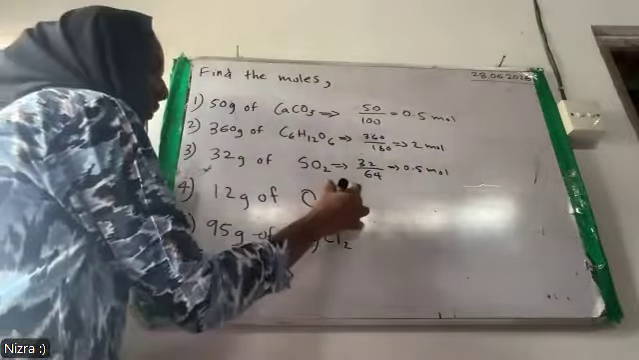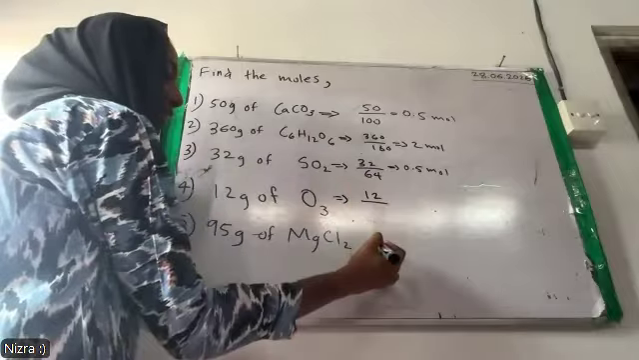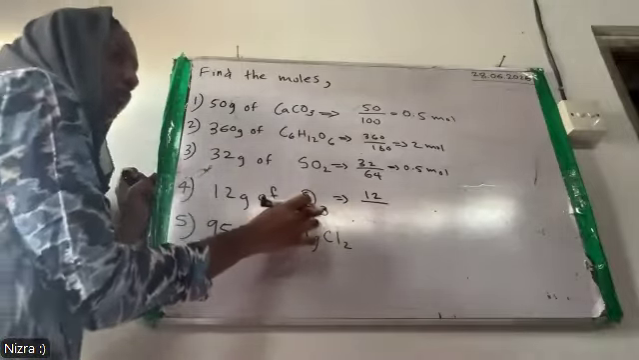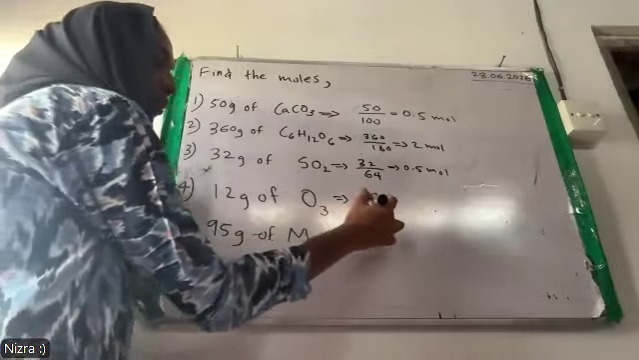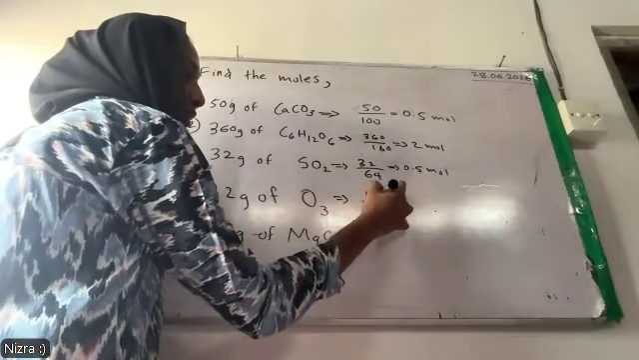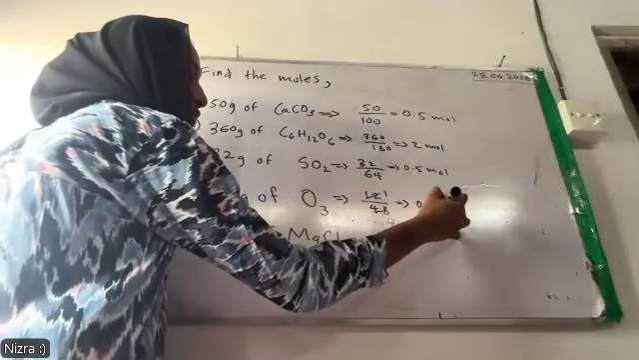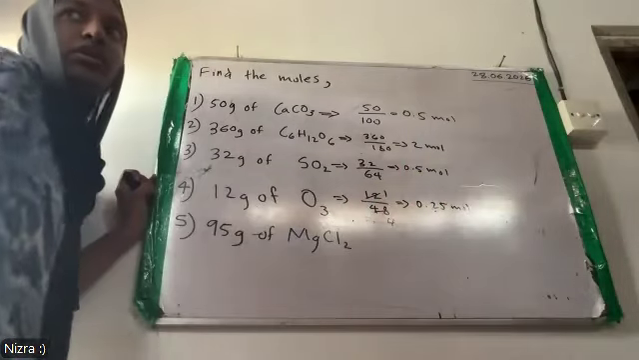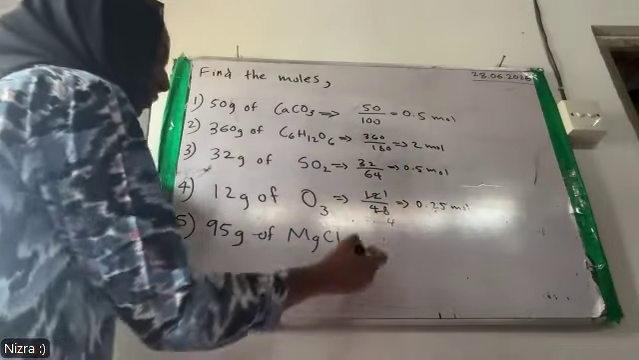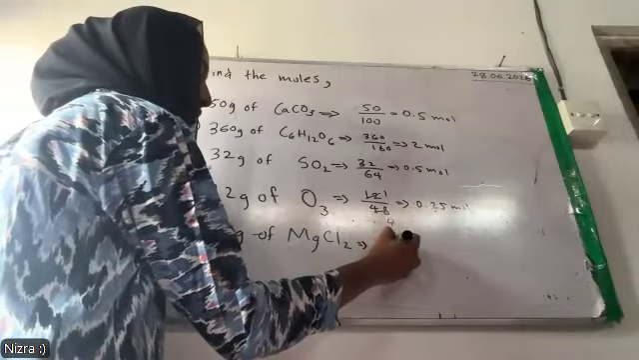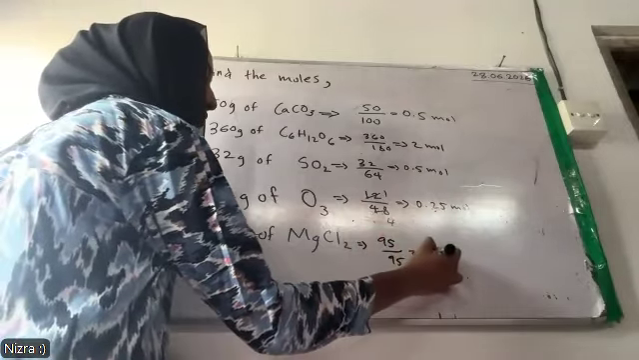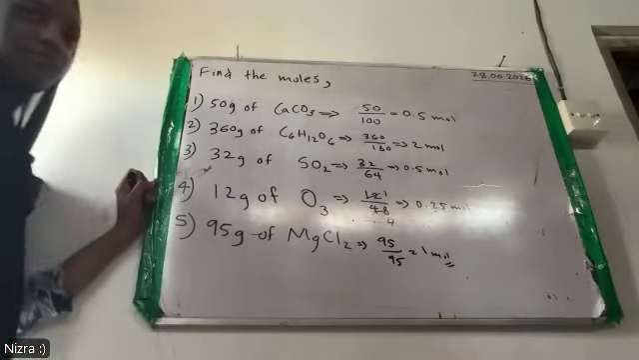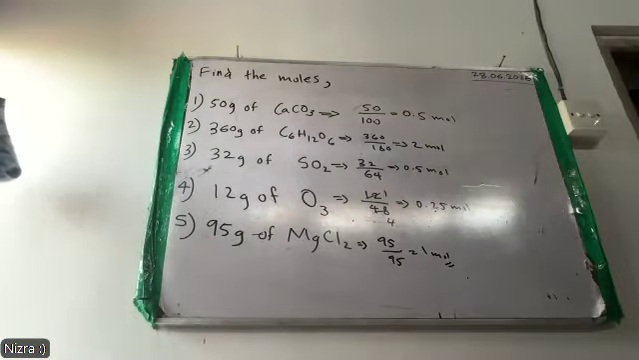Okay. Now here 12 gram divided by, now O3 is ozone. 16 times 3, I think 48. So here 1 and here 4, you should get 0.25. Did you get 0.25? 1 divided by 4. Then here 95 divided by 95, no? 1. Okay.